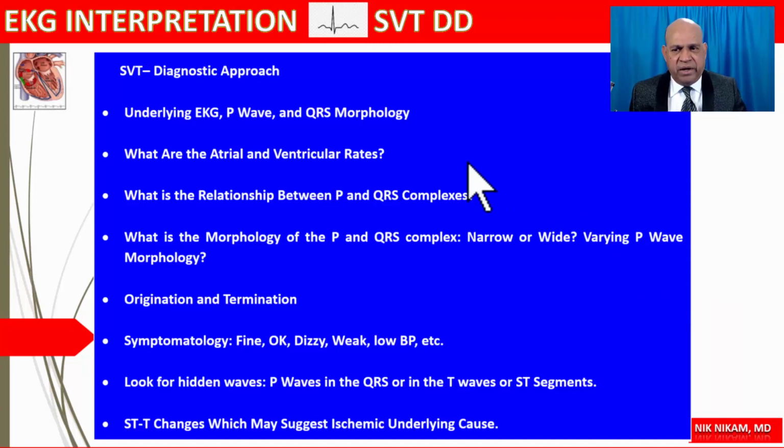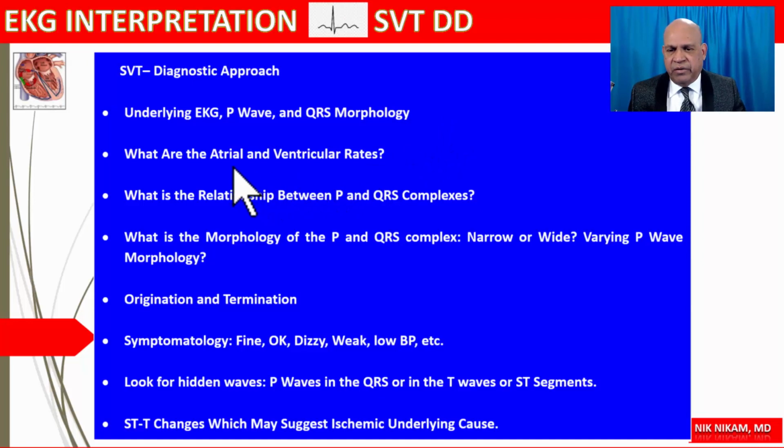So let's begin. The moment we look at a 12-lead electrocardiogram or a rhythm strip, we should look at the P waves and the QRS morphology. If the QRS morphology is narrow, then we are dealing with supraventricular tachycardia. If the QRS morphology is wide, then it could be either supraventricular tachycardia or ventricular tachycardia.